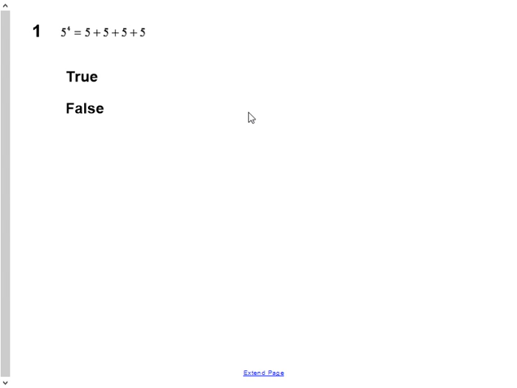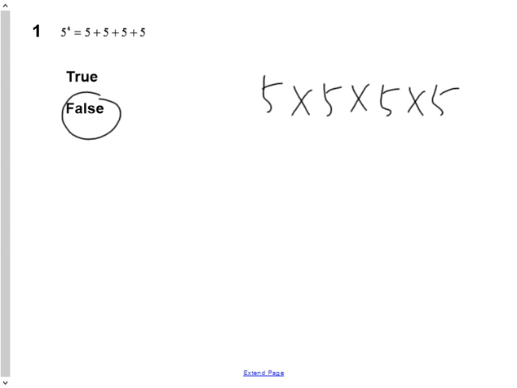So the first question says 5 to an exponent of 4 is equal to 5 plus 5 plus 5 plus 5. And the answer, of course, is false. Because exponents, when you have a base of 5, show you repeated multiplication, not repeated addition. So 5 plus 5 plus 5 plus 5 is actually equal to 4 times 5. And 5 times 5 times 5 times 5 is 5 to the exponent of 4.